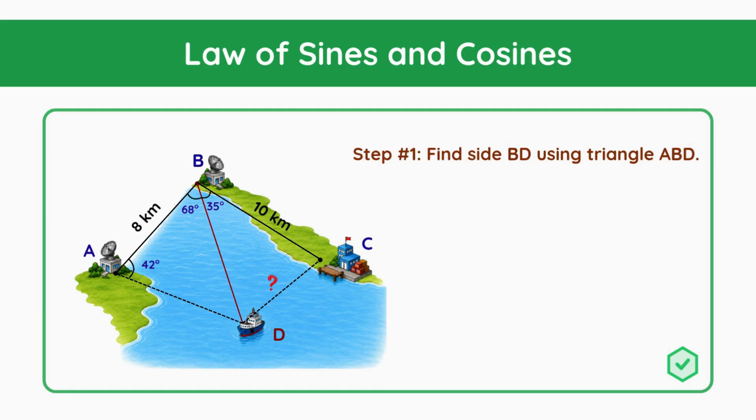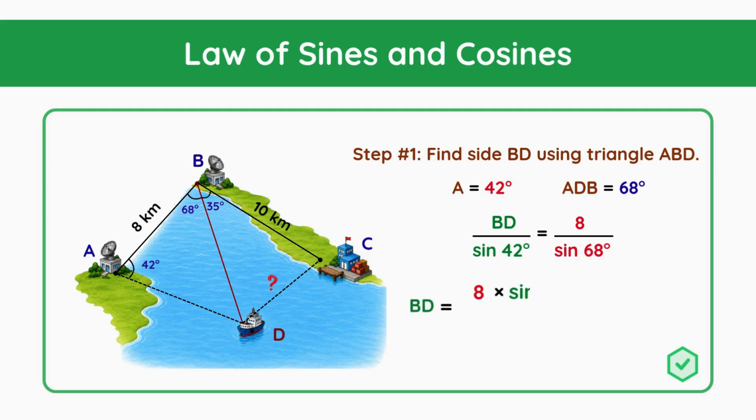In triangle ABD, we have angle A equals 42 degrees, opposite BD, and angle ADB equals 68 degrees, opposite side AB equals 8 kilometers. We have two angles and one side, so we use the sine rule. BD over sine of 42 degrees equals 8 over sine of 68 degrees. Multiply by sine of 42 degrees. BD equals 8 times sine of 42 degrees divided by sine of 68 degrees, which equals 5.3535 divided by 0.9272, which is approximately 5.774 kilometers.